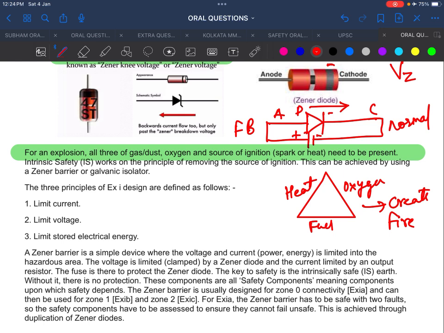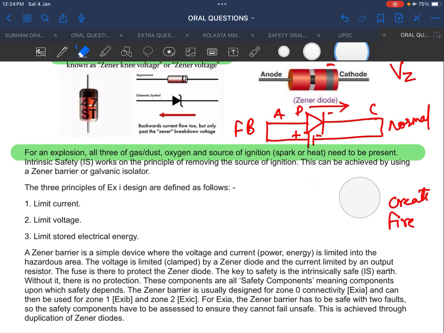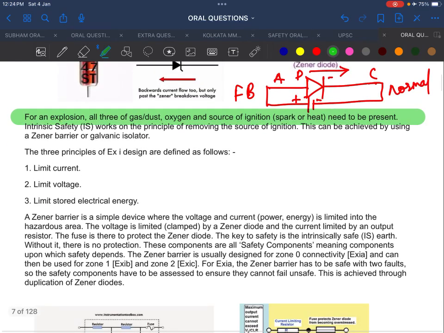So what we are doing is, with the help of this Zener diode, we can remove this heat or spark. We can limit the current, because if the voltage does not increase, our current will not increase, there will be no spark, and no heat. So there will be no fire. With the help of the Zener diode, we can protect our vessels from any explosion, any hazard, or anything very dangerous. The main concept is that we use it in explosion-prone, hazardous areas.